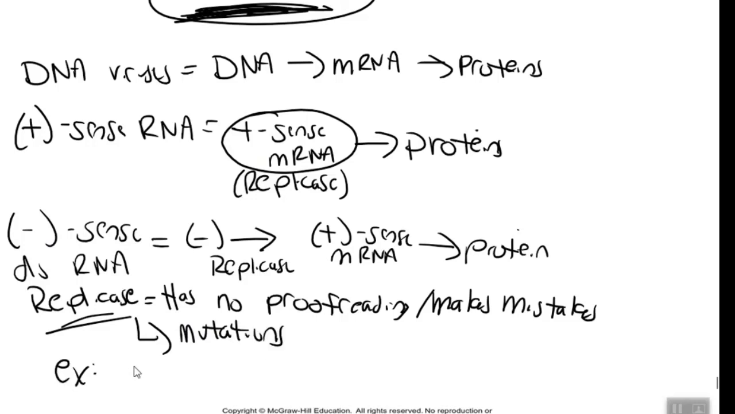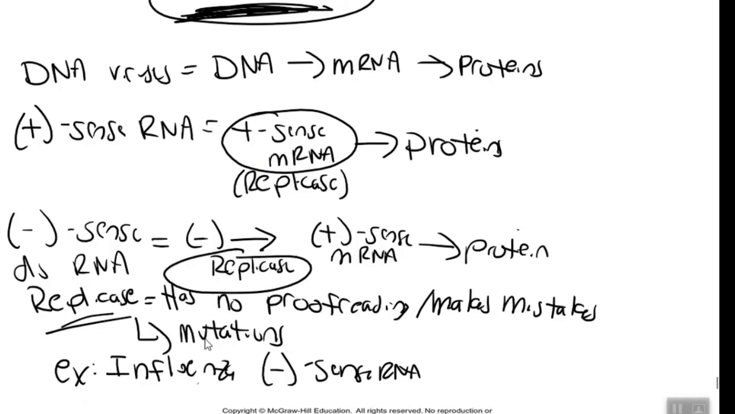For example, the flu virus, influenza, that's a negative sense RNA virus. And as you guys know, every year the flu virus mutates a little bit. That's why you have to get a new flu shot every year. The reason it mutates is because of this replicase enzyme. It makes a lot of errors and it changes a little bit every year. And we have a name for this, we call it antigenic drift. So antigenic drift is basically when the virus slightly changes every year.